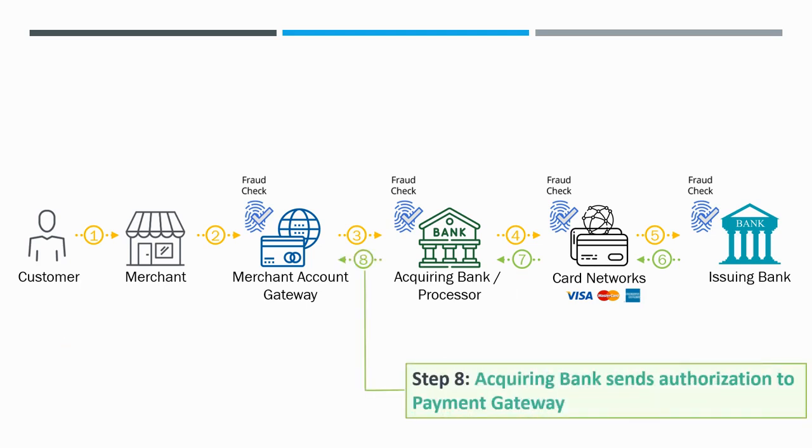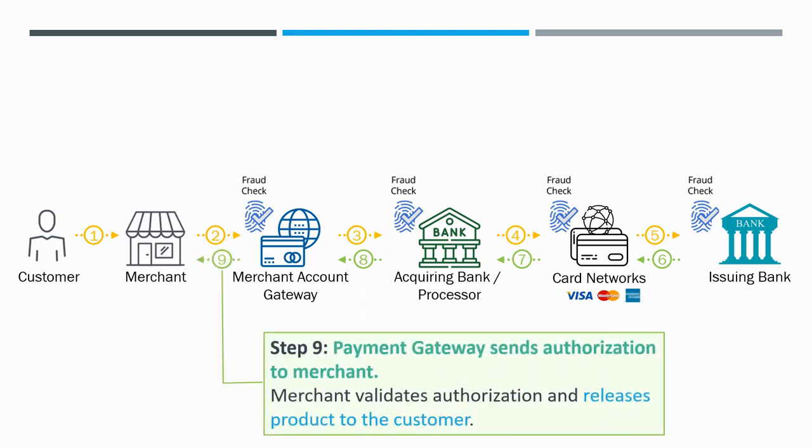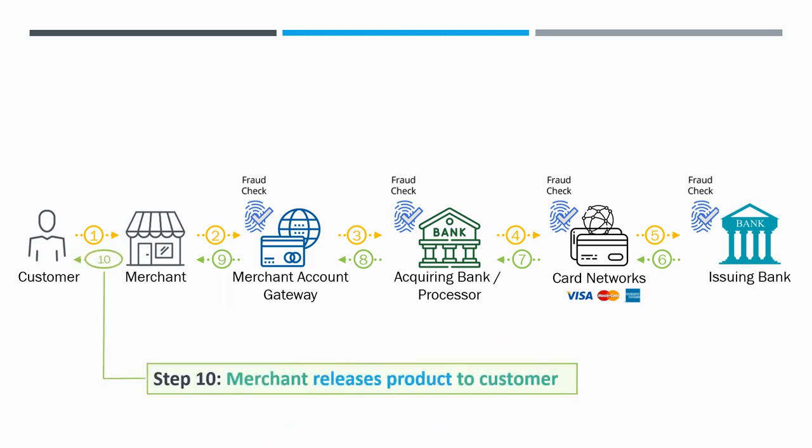The acquiring bank or processor receives the authorization and verifies that it matches the original payment request. If the authorization is valid, the acquiring bank or processor informs the merchant gateway system with approval. The gateway system then verifies that the payment approval matches the original payment request, and then informs the merchant system that the payment is approved and that the merchant can go ahead with the sale. Upon receiving payment approval, the merchant then releases the product to the customer.